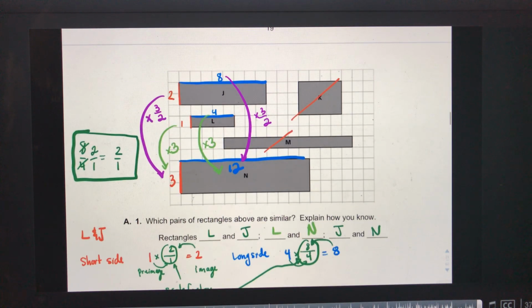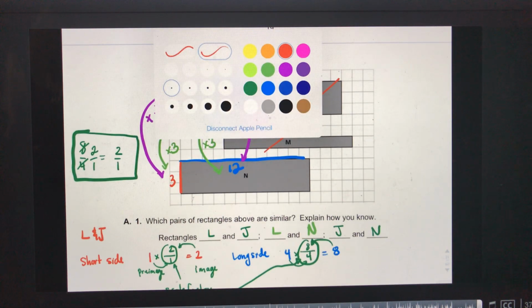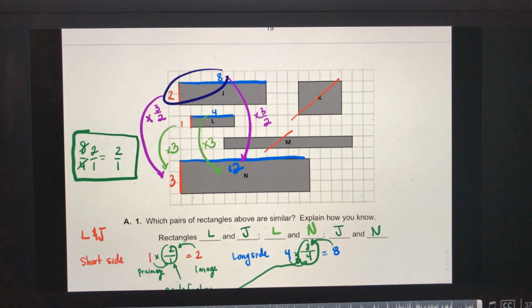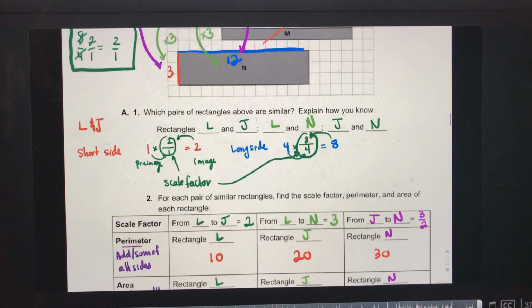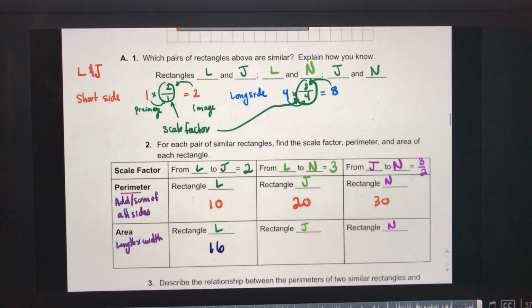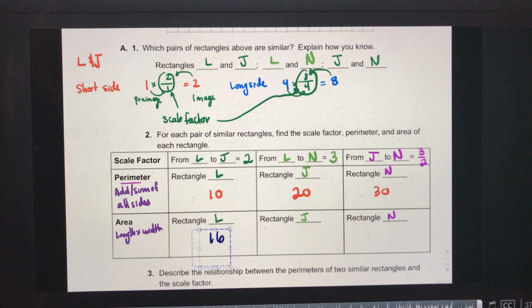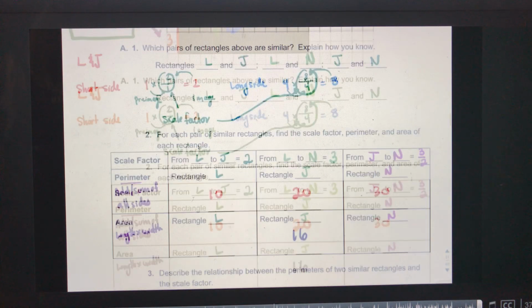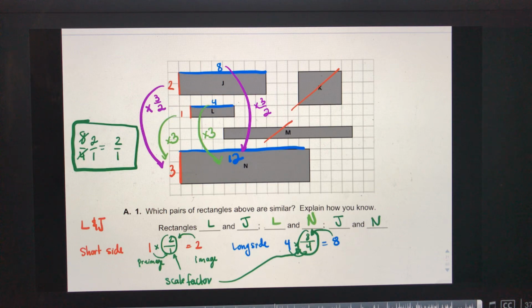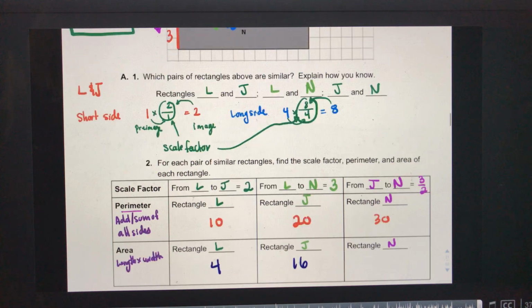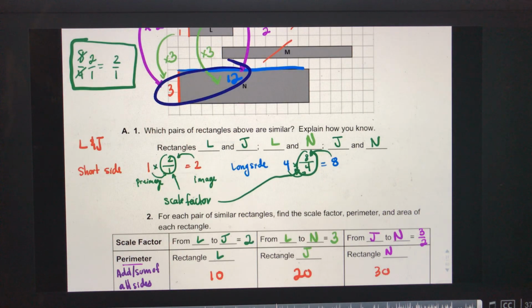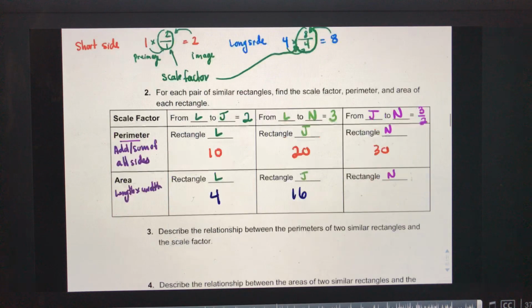The area for the small one down here. Let's do this in a different color, dark blue. 2 times 8 is going to be 16. So that's our area. We multiply length times width. So this one is 16. J, oops, I got that backwards. That was J. And then over here, the small one, 1 times 4 is 4. And lastly, the large one is 3 times 12, which is 36.